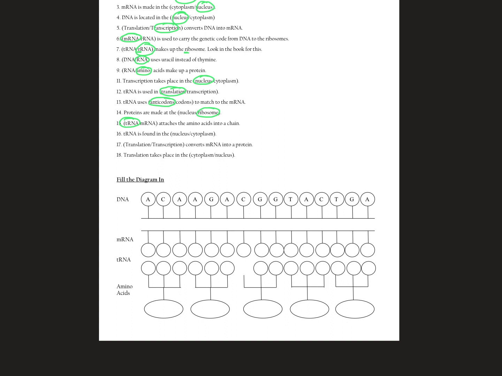tRNA is found in the cytoplasm. Yeah, it's made in the nucleus, interestingly, and then it goes into the cytoplasm and picks up an amino acid. Translation, transcription converts mRNA to a protein. Oh, whoa, what happened?